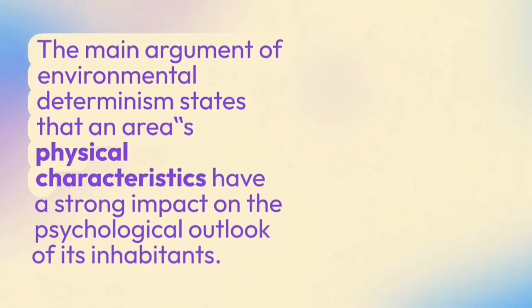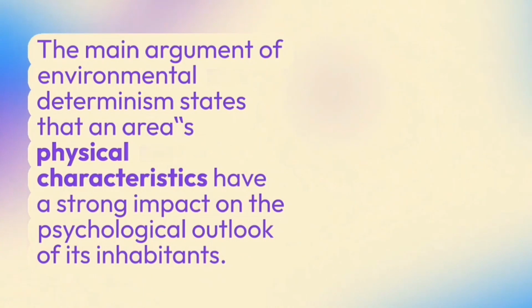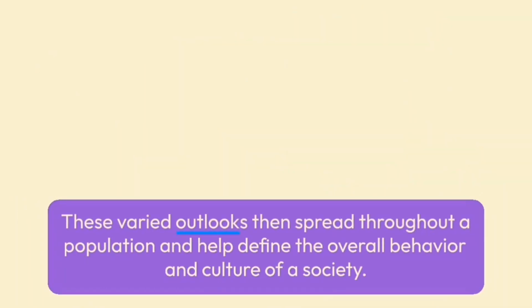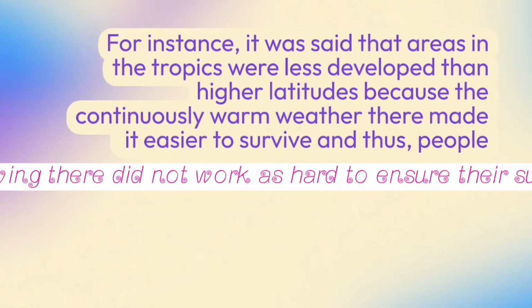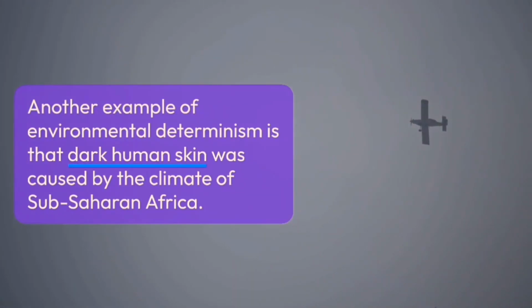The main argument of environmental determinism states that an area's physical characteristics have a strong impact on the psychological outlook of its inhabitants. These varied outlooks then spread throughout a population and help define the overall behavior and culture of a society. For instance, it was said that areas in the tropics were less developed than higher latitudes because the continuously warm weather there made it easier to survive, and thus, people living there did not work as hard to ensure their survival. Another example of environmental determinism is that dark human skin was caused by the climate of sub-Saharan Africa.